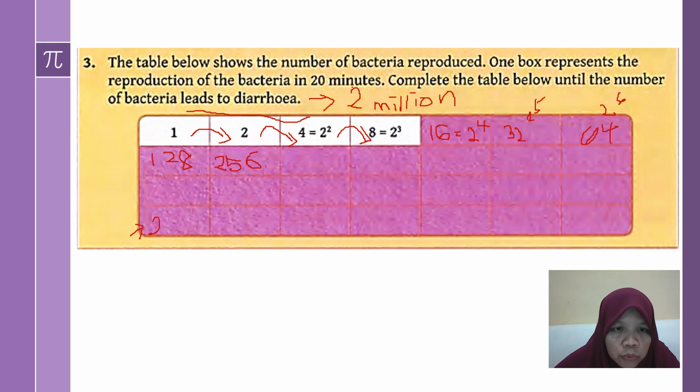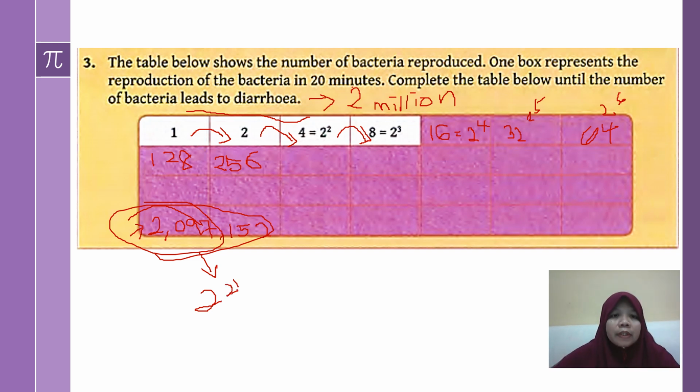2 million, 97,152 at this column, and this is equal to 2 to the power of 21. That is 2,097,152.